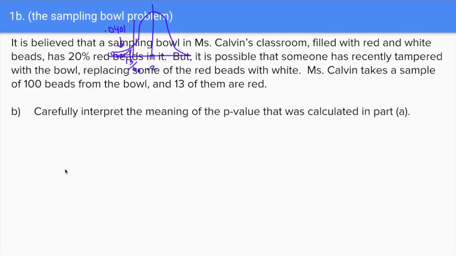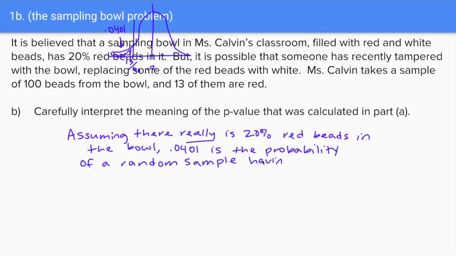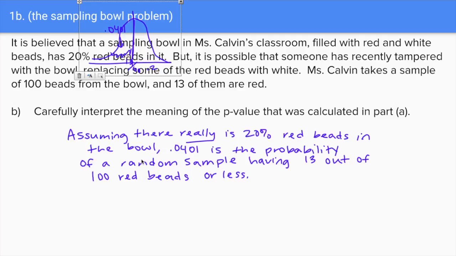So I'm going to interpret that p-value, assuming that the null hypothesis is true, meaning assuming that 20% really is the true proportion. Our p-value is the probability of getting what we got in the sample, or more extreme. In this case, more extreme means less than, since that's what we tested for. So 0.0401, our p-value, is the probability of a random sample having 13 out of 100 red beads or less. And that's what we found on the normal model, so that is what we're trying to interpret.